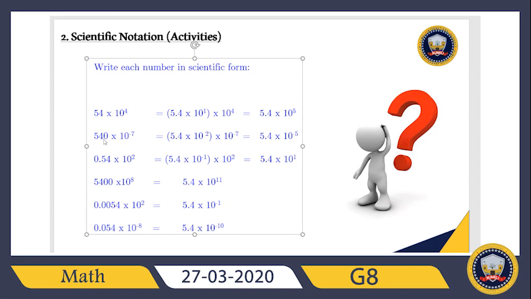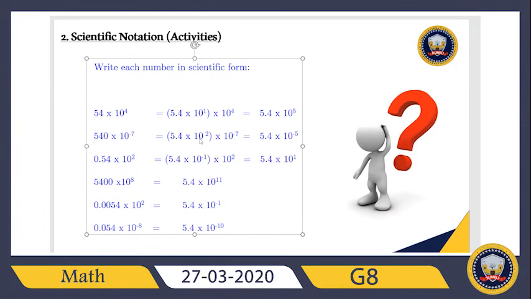Moving the decimal point 2 places to the left means I will multiply by 10 to the power of 2. Alright, so I will write this number as 5.4. Since I moved my decimal point 2 places to the left, I will increase the power of 10 to 2. So 540 is equal to 5.4 times 10 to the power of 2. Now all this number is multiplied by 10 to the power of minus 7.